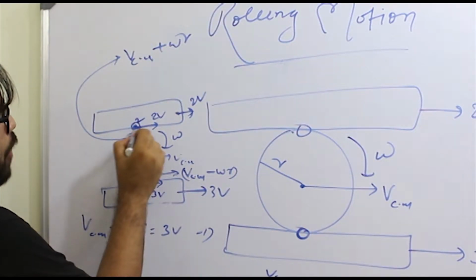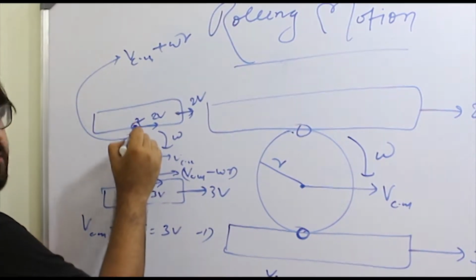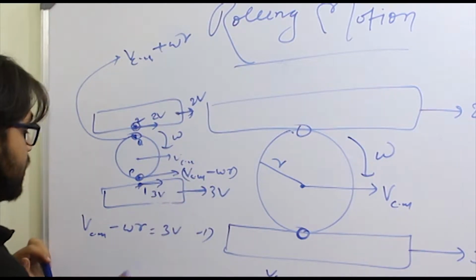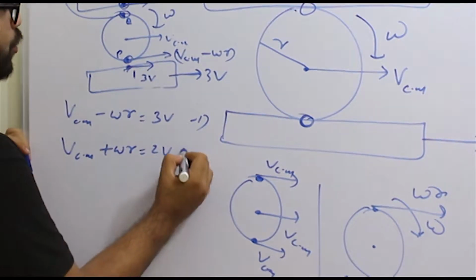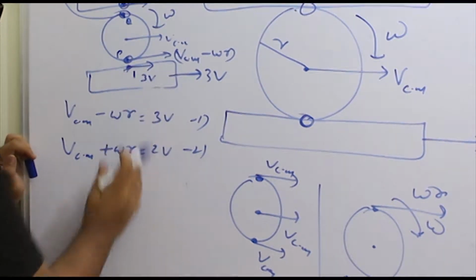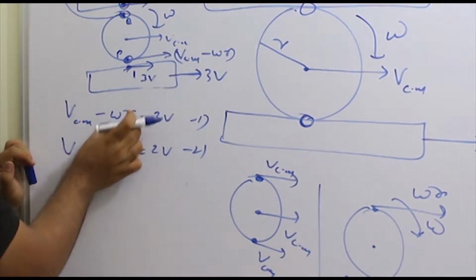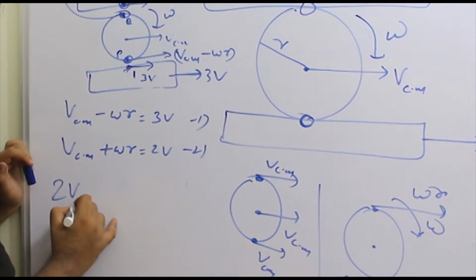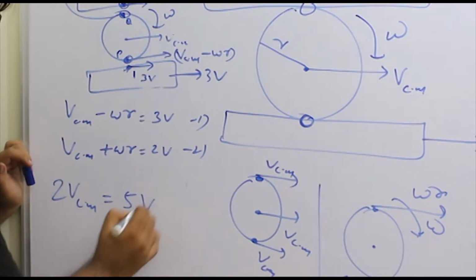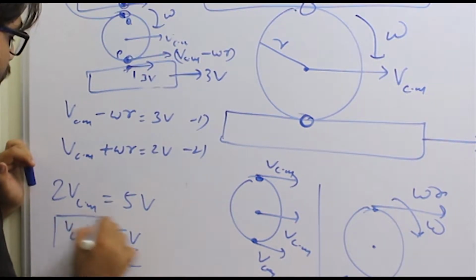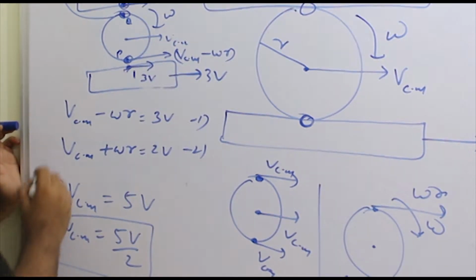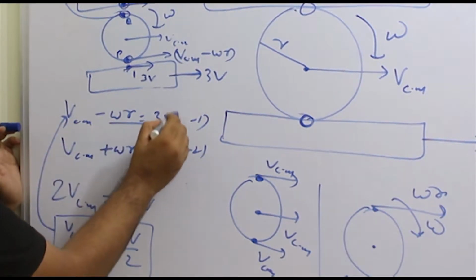And this part is how much? 2v, and these two must have what? Same velocities, because they are not slipping over each other. So second equation is VCM plus omega r is equal to 2v. Now I have two equations and two variables. How to solve? Let's add. Omega r will get cancelled, so we are going to get 2VCM is equal to 5v. So VCM is going to be equal to 5v by 2. So we got the first variable.